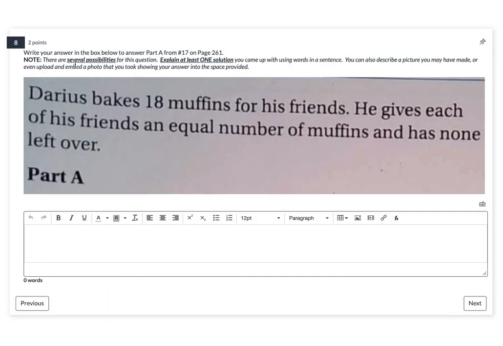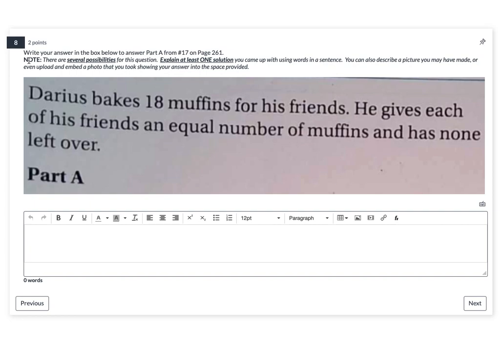Number 8. So this is worth 2 points, and you have to actually type in your answer in words, okay? So write your answer in the box below to answer part A. This is from question number 17 on page 261. Darius bakes 18 muffins for his friends. He gives each one of his friends an equal number of muffins and has none left over.